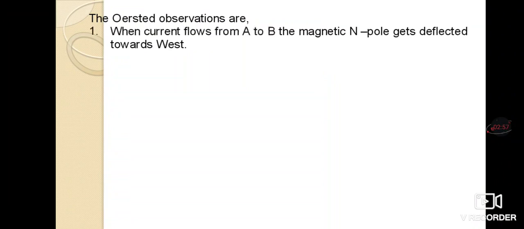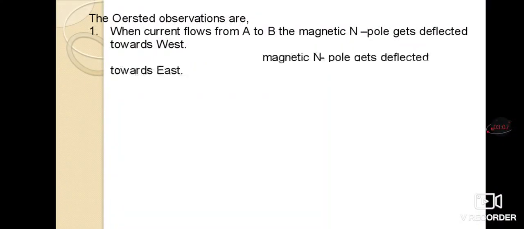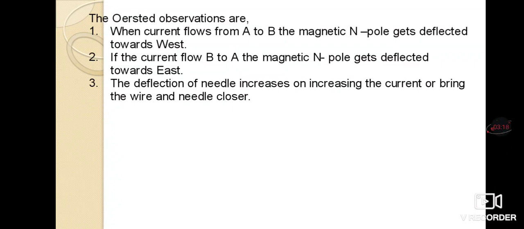Ørsted observed that when a current flows from A to B, the magnetic north pole gets deflected towards the west side. Similarly, when the current is reversed from B to A, the magnetic north pole gets deflected towards the east side. The deflection of the needle can be increased by increasing the current or by bringing the wire and the needle very close to each other.